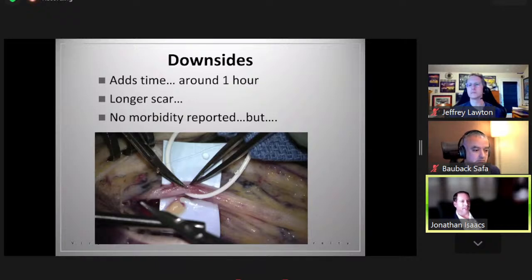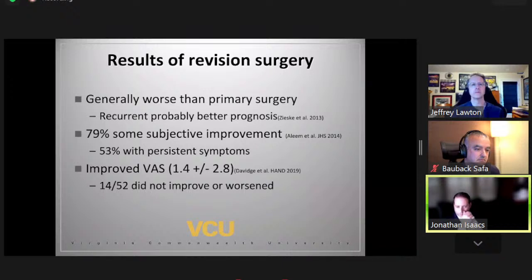The downside is, of course, it adds time. Some people say it only adds 10 minutes. It takes 10 minutes to bring the operating microscope and set it up. So I think it takes closer to an hour. It does create a longer scar. No morbidity has been reported in any of the published series, but you're mucking with the motor component of the ulnar nerve pretty aggressively, and certainly the potential for iatrogenic injury is there. The results of revision surgery in general are worse than primary surgery, maybe not quite so bad with recurrent compared to the other situations.